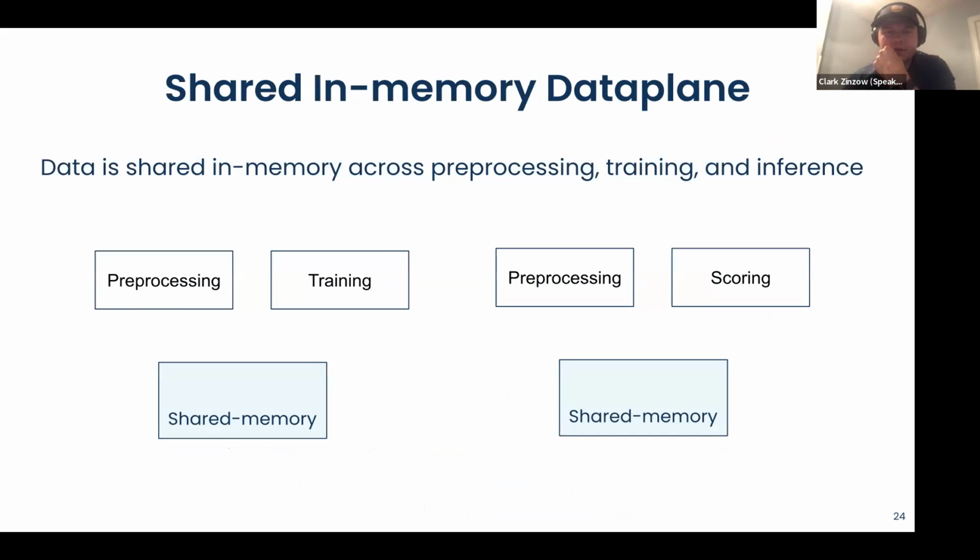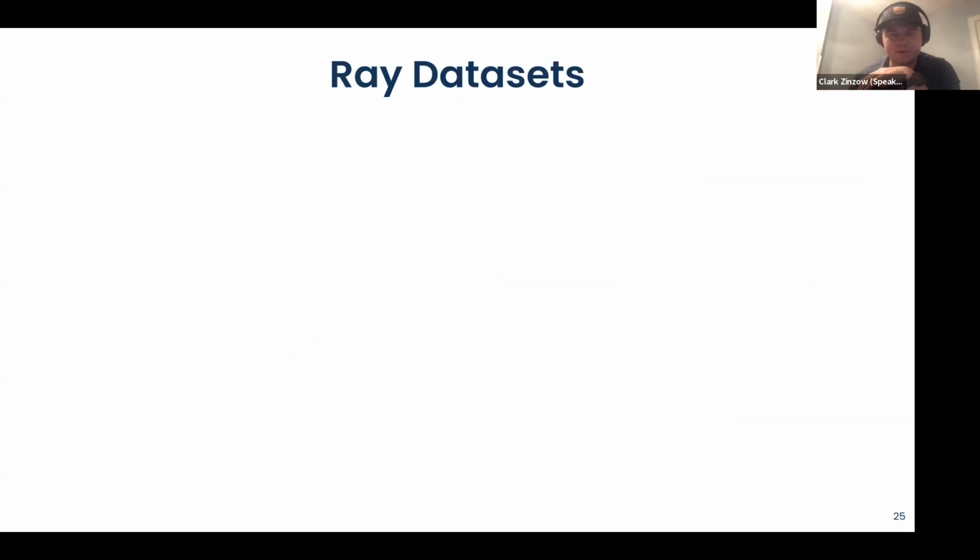So for example, illustrating this shared in-memory data plane between pre-processing and training, all that you do is take that data shard and hand it off to the training actor. And same thing for pre-processing and scoring. After you're done pre-processing, all that you do is take that future, that handle to the result that's somewhere in the cluster, and hand it off to the batch inference or scoring actor. And then it's able to just consume that right out of the distributed in-memory data plane, which is pretty sweet.